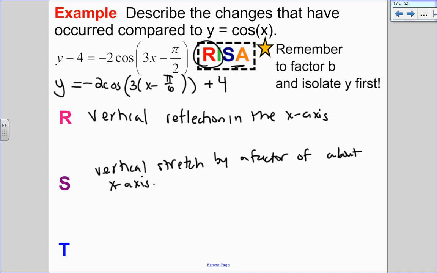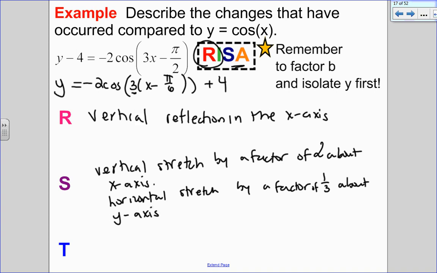Okay, horizontal. I see I have a b value, but remember horizontal flips, so it's actually going to be a horizontal stretch by a factor of not 3. Oh, I forgot to write my stretch factor here. 2. Whoops-a-daisy. Okay, so this one here is not going to be of 3. It's going to be a horizontal stretch by a factor of 1/3, and that will be about the y-axis.